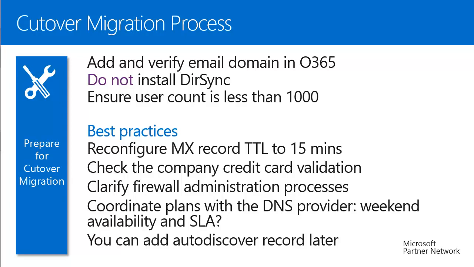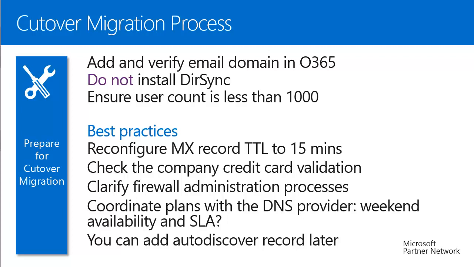We have experienced some important practices in the field, and let me highlight some of them. The first one is that right before the migration, you need to reconfigure the TTL value for your MX record. At some DNS providers, we have seen TTLs up to 1 week, which will surely delay your actual migration. So please reconfigure this value to 15 minutes or half an hour.